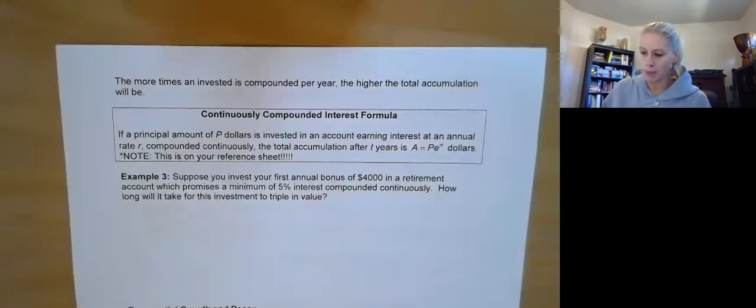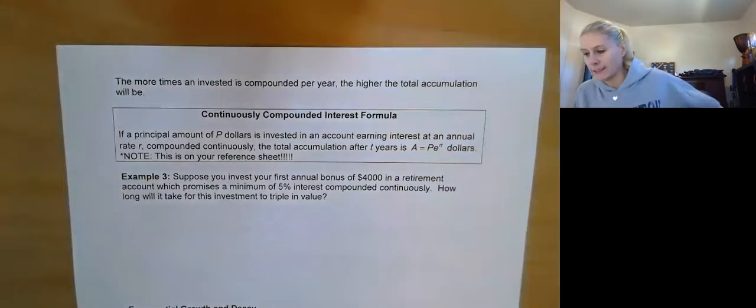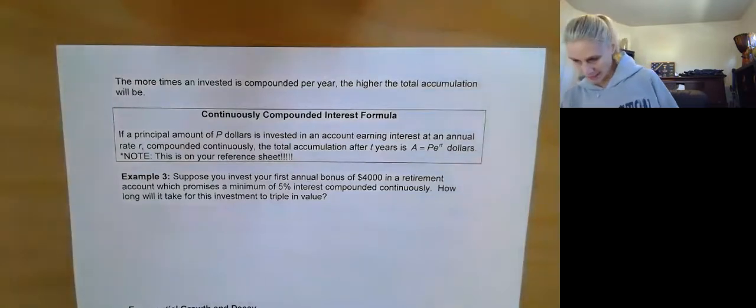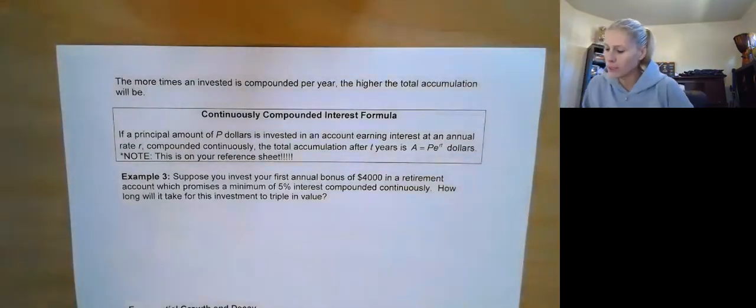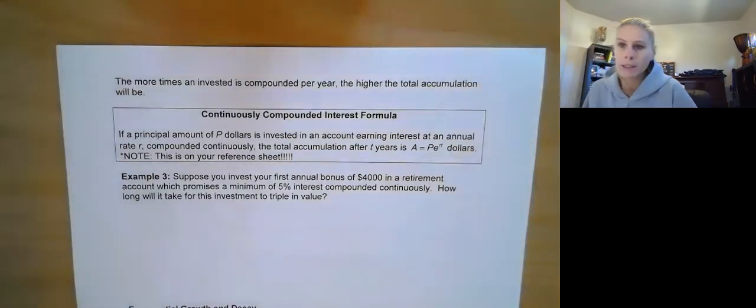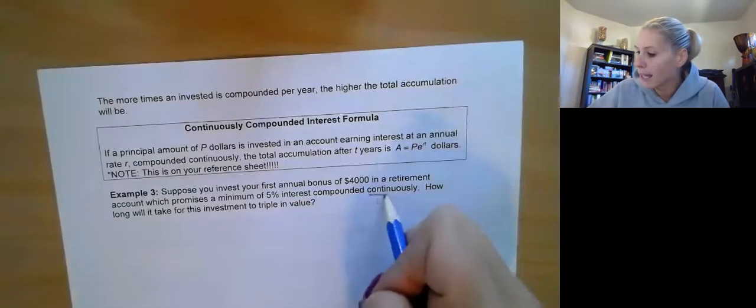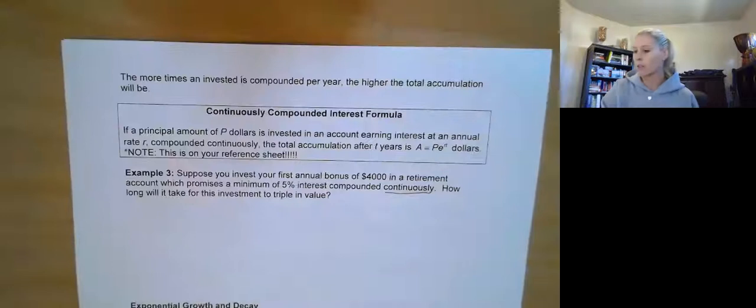it says continuously? If a principal amount of P dollars is invested in an amount earning interest at an annual rate R, compounded continuously, the total accumulation after T years is P e to the R T. My students tend to say the T at the very end. So remember what it means, it's like compounding almost every minute, every day, every second. It just keeps going and going and going. So that's why we do the e function, okay? So what's very good to look at is it will say continuously.